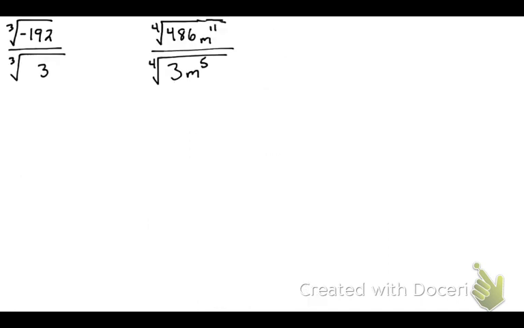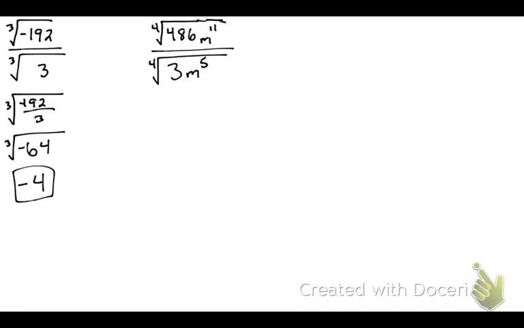Why don't you hit pause and try these last two problems. Let's see how you did. We have the cube root of negative 192 over the cube root of 3. Well, that's the same thing as the cube root of negative 192 over 3. But 192 divided by 3 is 64. And 64 is a perfect cube. Oh, it was negative, so it'd be negative 192, negative 64. The cube root of negative 64 is just negative 4.